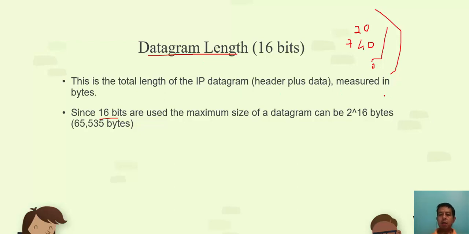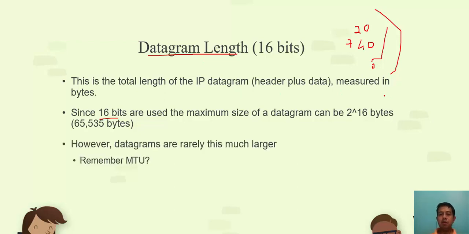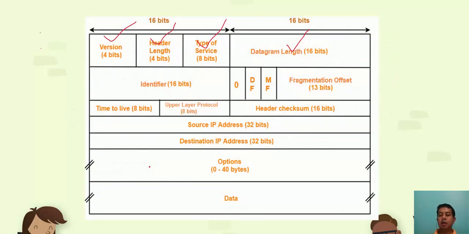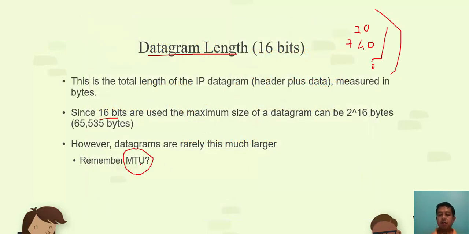Though the size of a datagram can be a maximum of 65535 bytes, in reality datagrams are never this big. Why? I hope you remember MTU from our discussion in the transport layer. There is something called MTU in the underlying layer, the data link layer. Because there is a restriction on the size of a frame that can be transmitted in the data link layer, a datagram cannot exceed this particular MTU.